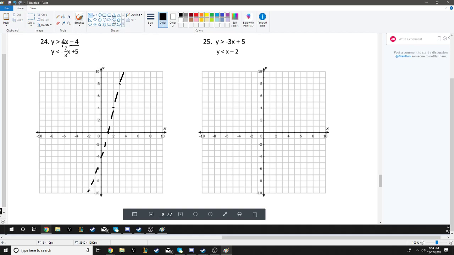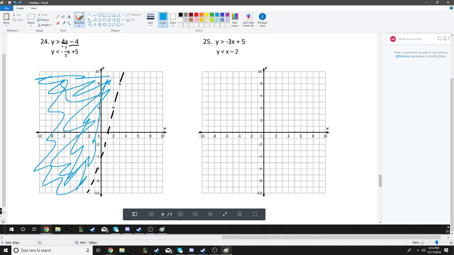And I'm doing this on a computer, so cut me some slack. And since this is greater than, we need to shade above. So I'm going to do this one in blue. Okay. So everywhere in blue is a solution to the first one.